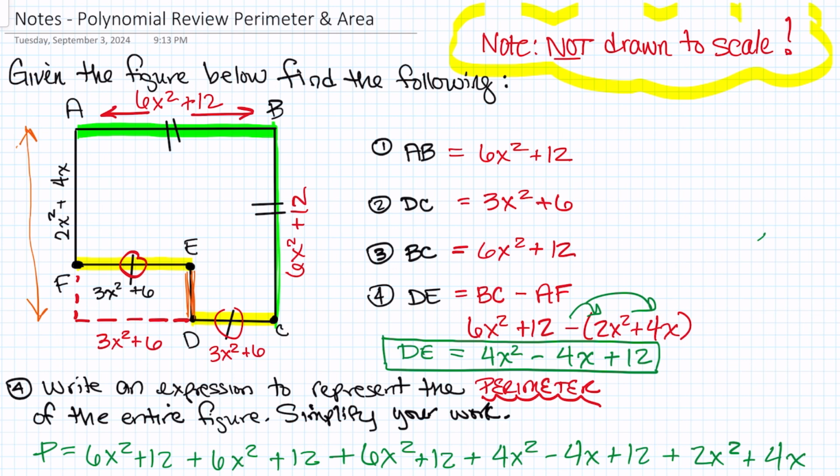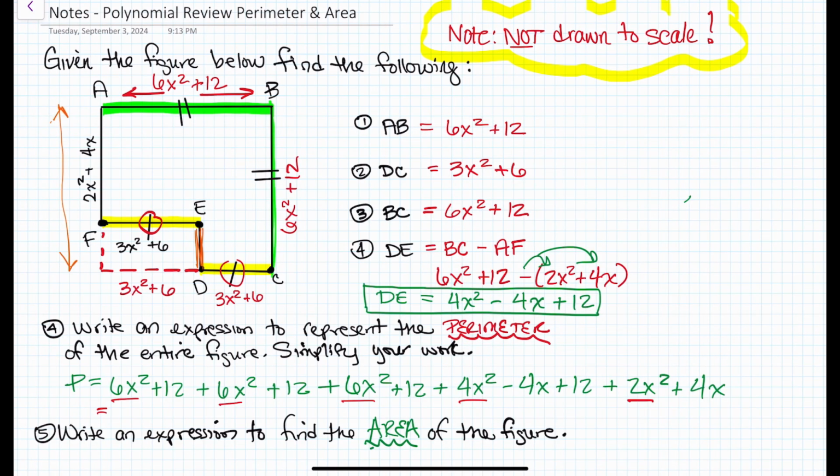And now we need to go in and combine our like terms. Remember, we want to start with the highest exponents first. So we have a 6x squared, another one, 4x squared, and a 2x squared. So 6 plus 6 plus 6, that's 18, plus 4, that gives me 22, plus 2. So that's 24x squared.